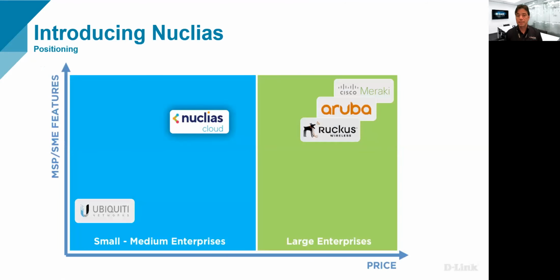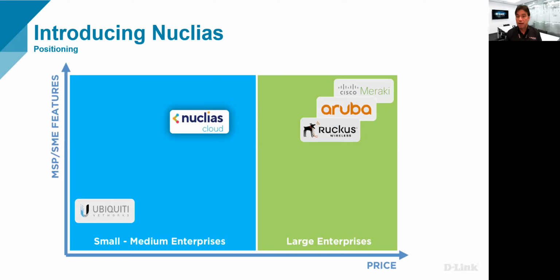So where do we see that Nuclias Cloud fits into the market? As you can see here, there's a number of vendors that we feel that we're competing with, and certainly from a feature point of view, we're offering features which are very similar to some of the leading market competitors, people like Ruckus, Aruba, and Meraki, but really aimed at the small to medium-sized enterprises, where these other vendors are certainly aimed at larger enterprises.